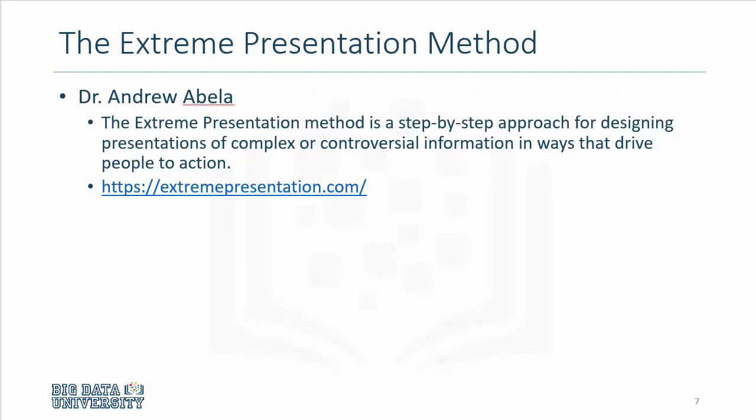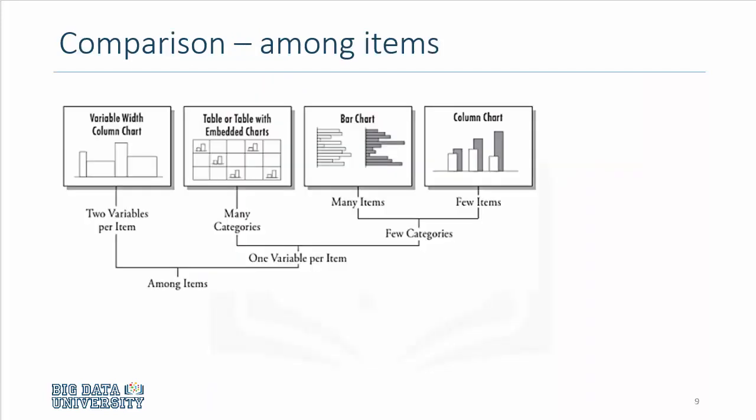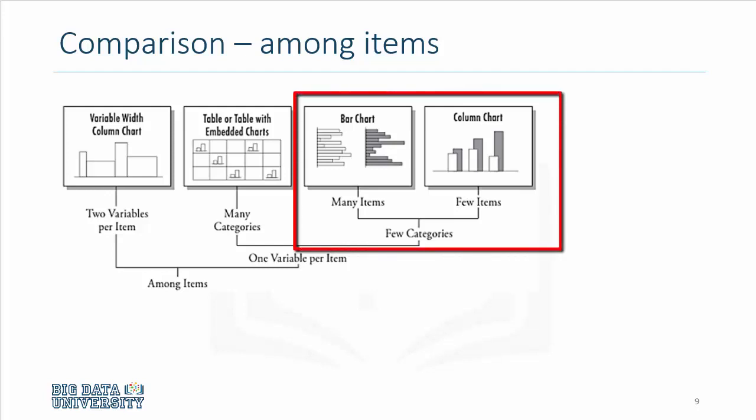I would like to draw your attention to the extreme presentation method developed by Dr. Andrew Abella. Essentially, it lays out the possible ways of depicting data based on what kind of variables you have at your disposal. This visualization, this graphic, developed by Dr. Abella shows that if you are interested in comparing variables or demonstrating their distribution or composition or the relationship between two variables or more, you have to rely on specific type of graph. If you're comparing items with few categories, you can use bar charts or column charts.